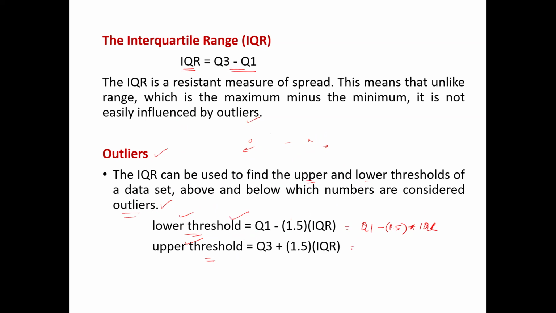And coming to the upper threshold, we already know how to find quartile 3, so the upper threshold is Q3 plus 1.5 into IQR. Again, what is IQR? Q3 minus Q1. So in this way, we are going to find the outliers in the given data.